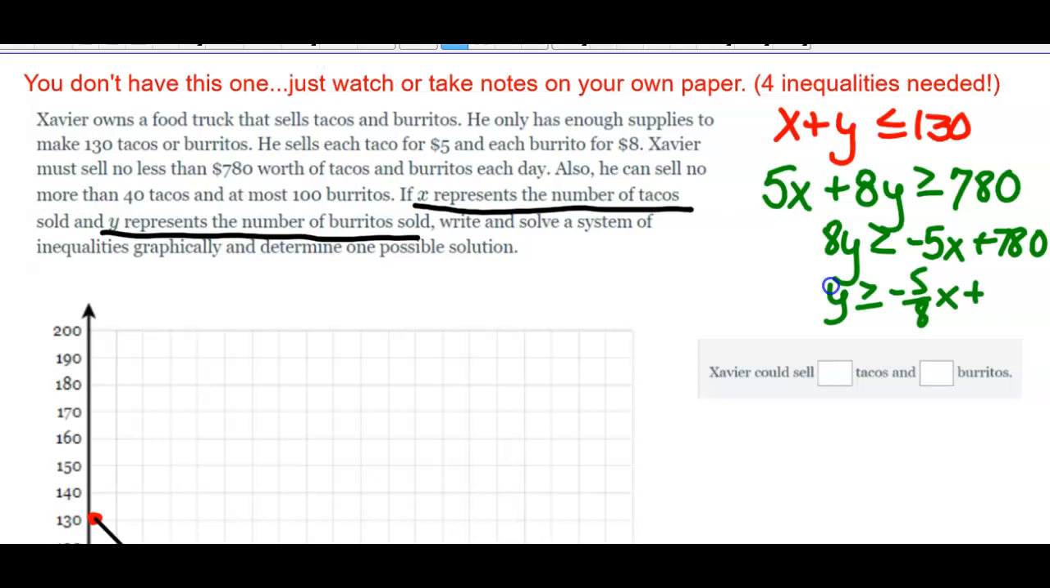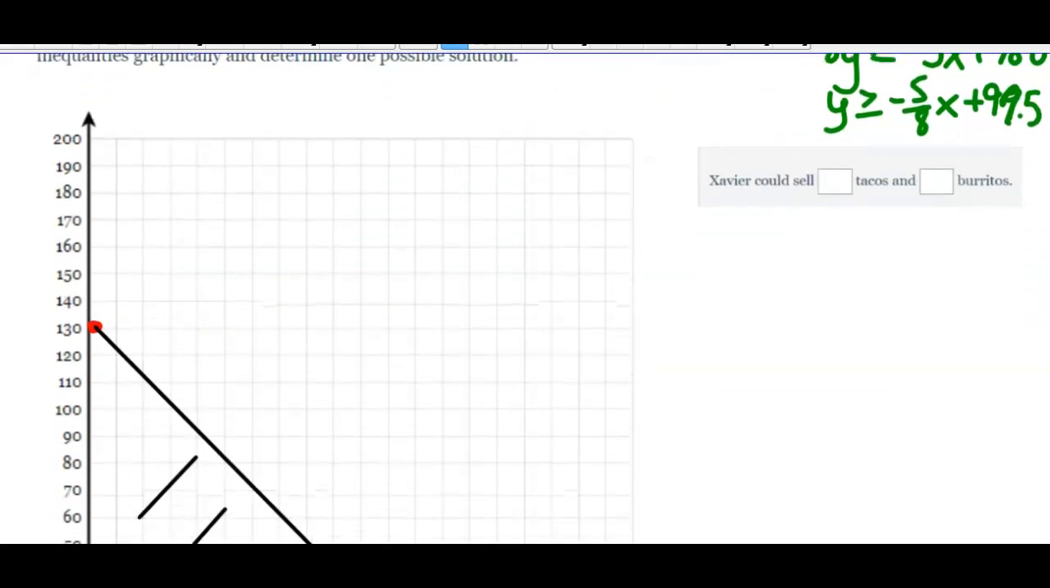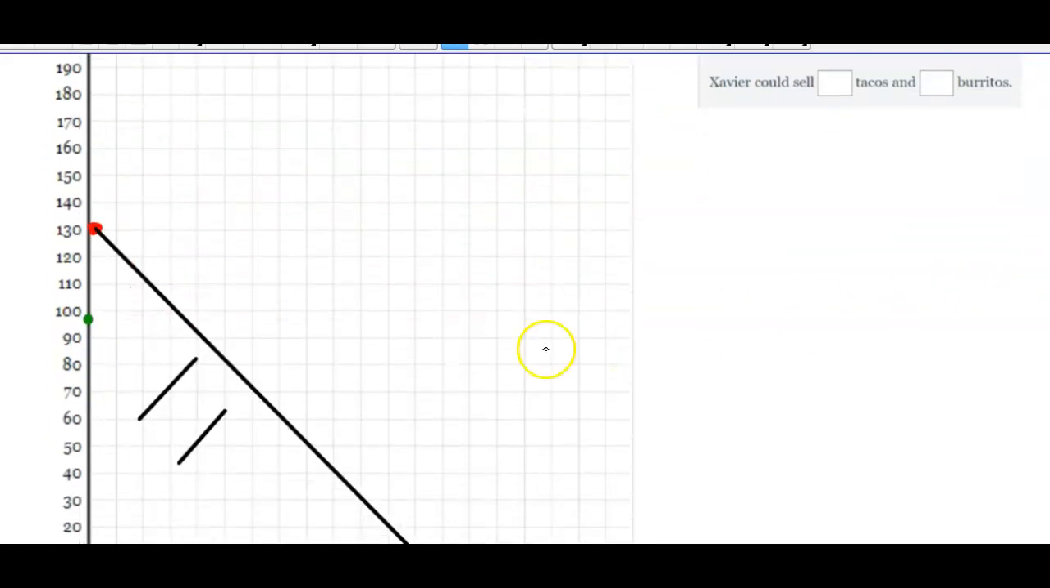Let's see, 780 divided by 8. 99.7. Did I do something wrong? 97.5. I can't read my calculator. Is that what I had on here? Oh, I don't have notes on this. Okay. So 97.5, down 5 and over 8.